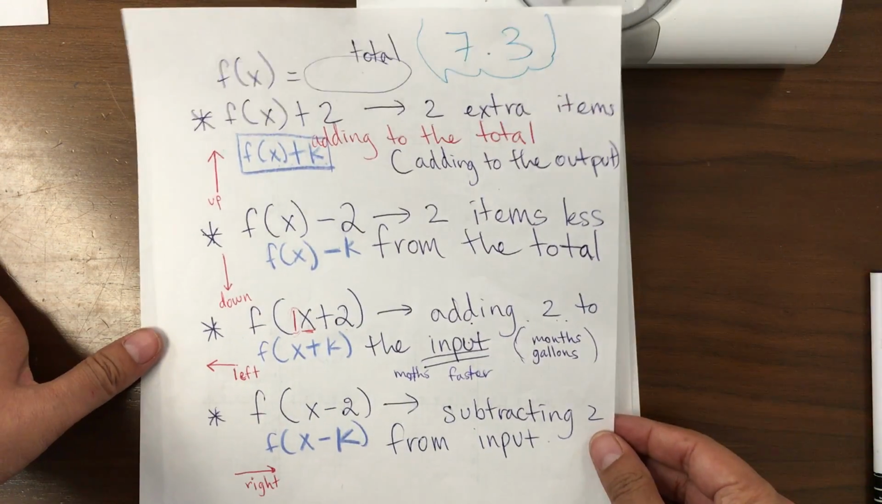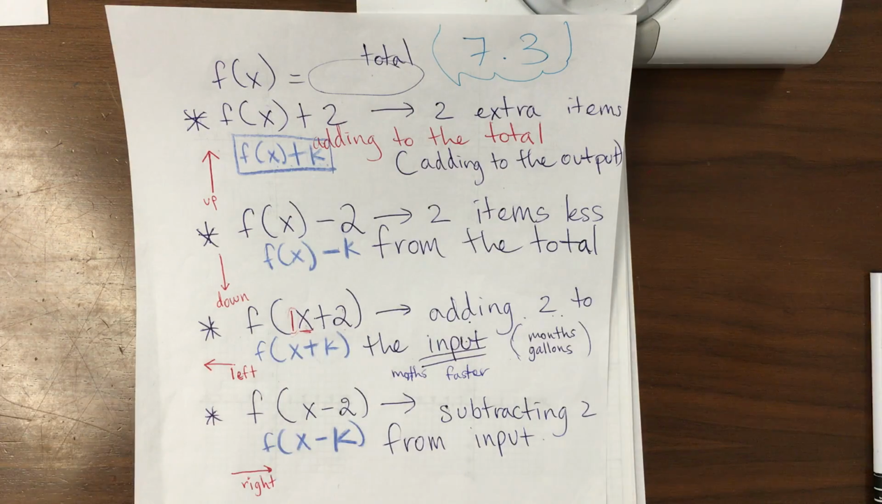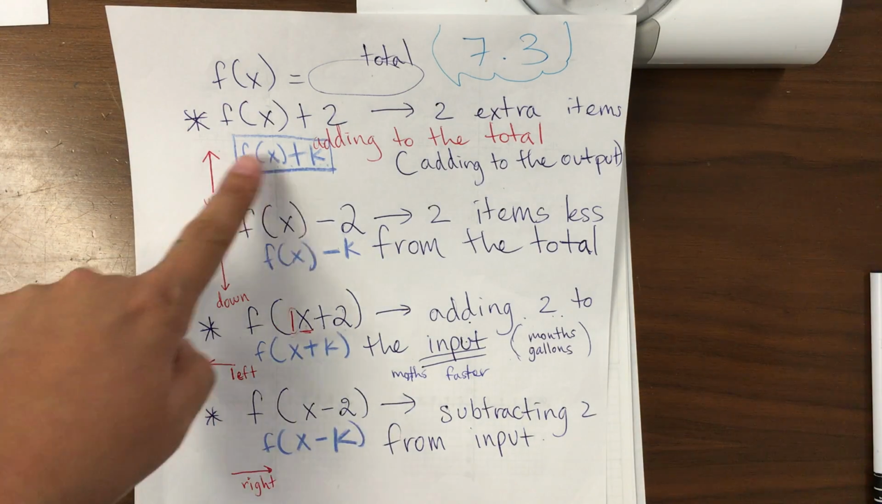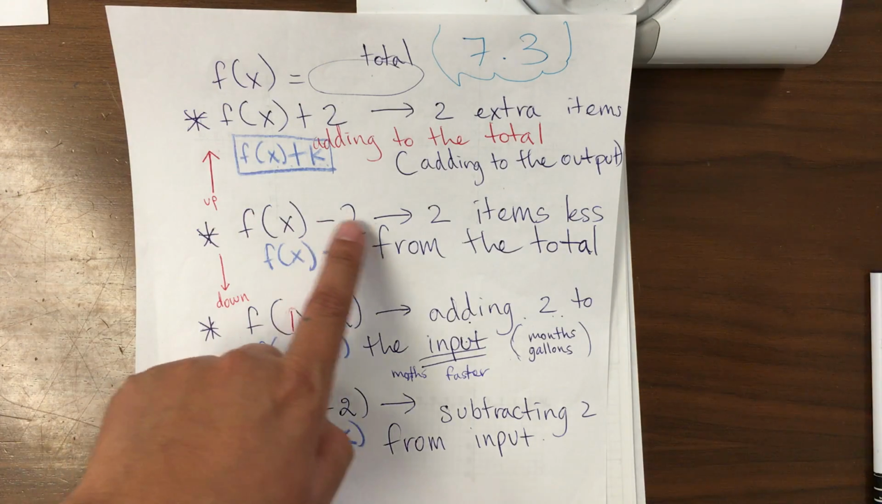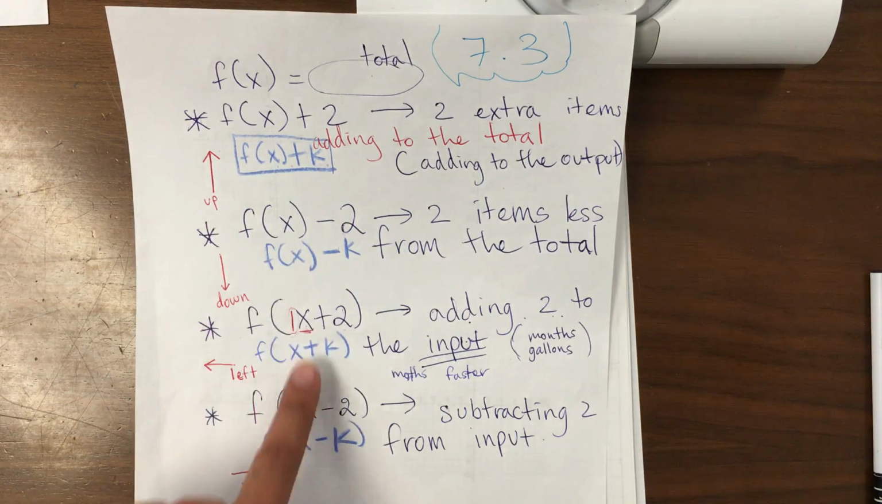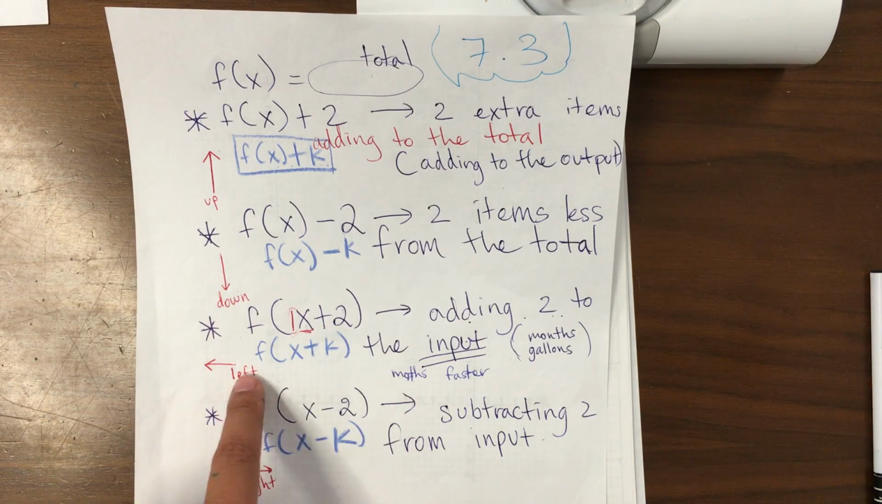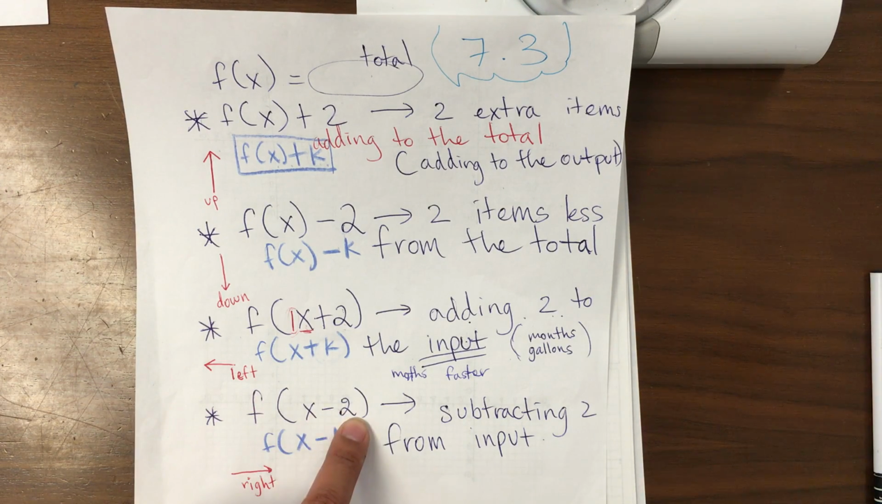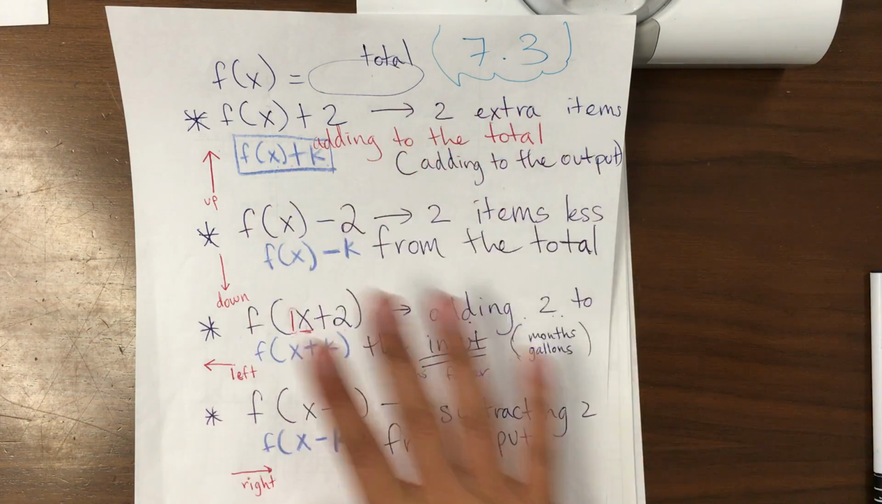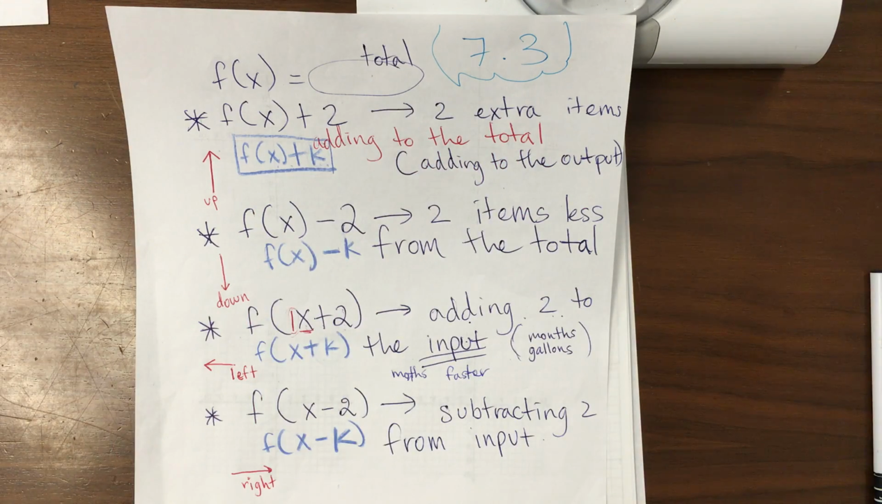Okay, if you want to take a minute to analyze this, you can do that, or take note of it, then you can pause the video. And again, when you're adding outside, it goes up. When you're subtracting outside, it goes down. When you're adding inside of the parentheses, it goes left. And when you're subtracting inside of the parentheses, it goes right. Okay, with this information, you're basically going to be doing only translations. This is just for you to go back to it, but in reality, you're gonna be focusing on the graphs. Okay, have fun doing 7.3.